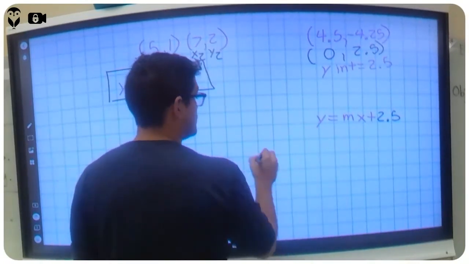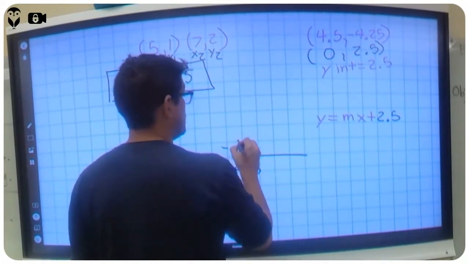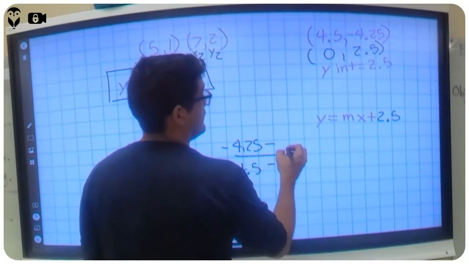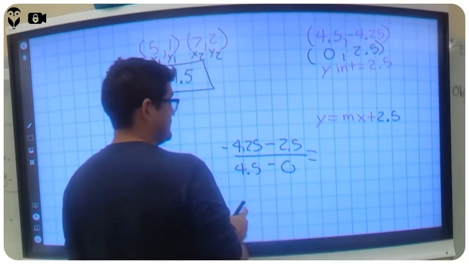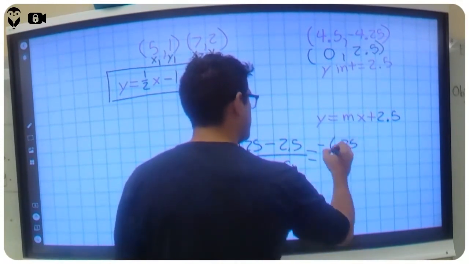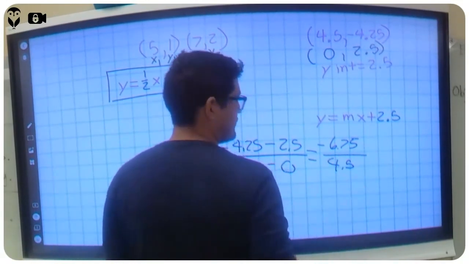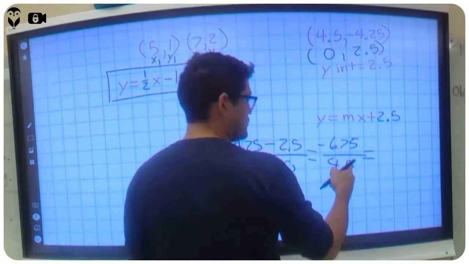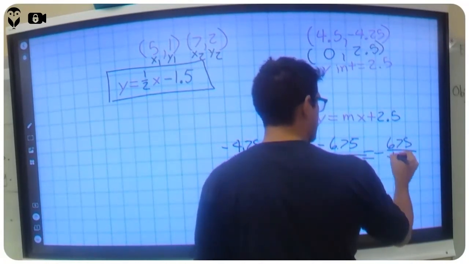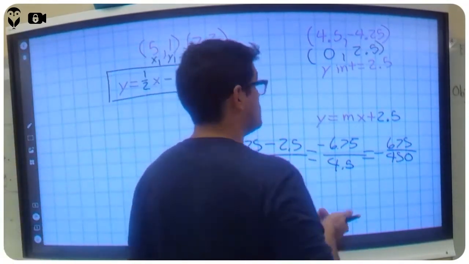So we'll use the 0, 2.5, we'll use the 4.5 and negative 4.25 minus minus, and then I'll write 0 and 2.5. So now this is going to be negative 6.75 over 4.5. Which will give me negative, I'm going to shift over twice to make them both whole numbers, 675 and 450. Both of these are divisible by 25. So we're going to divide them both by 25.